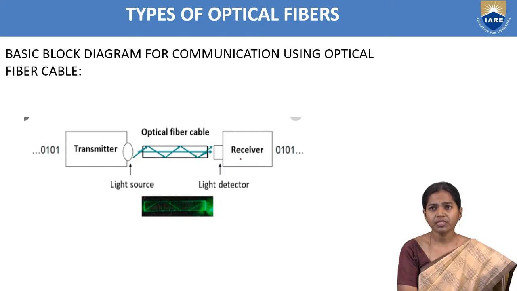At the receiver, the light detector receives the information in the form of light only. The detector converts the light into electrical form. So the receiver receives the information, and it is 0101 only. This is the basic block diagram we use in optical communication.